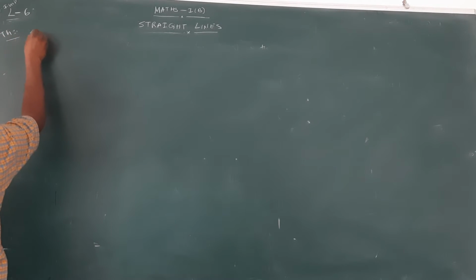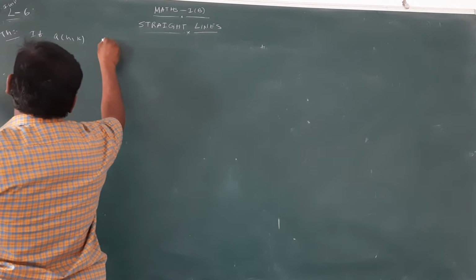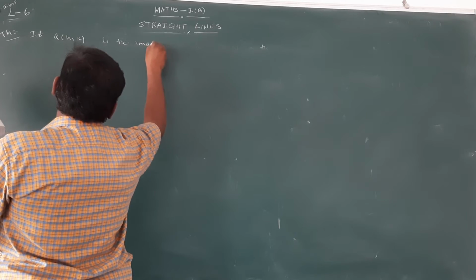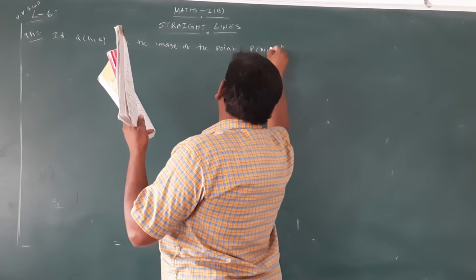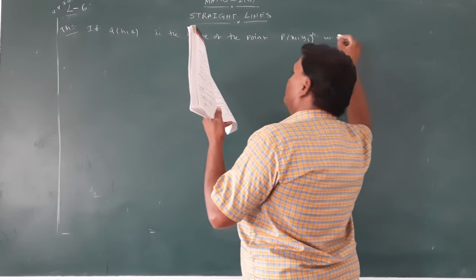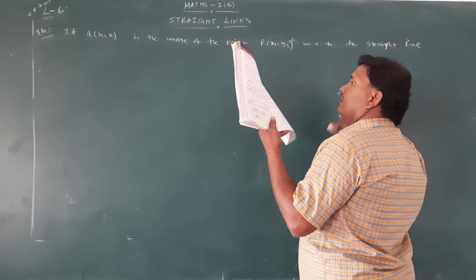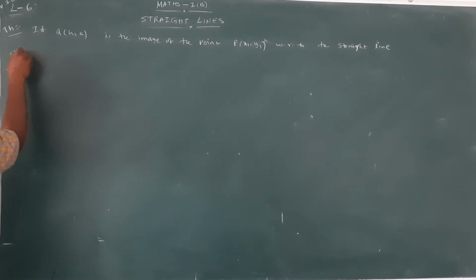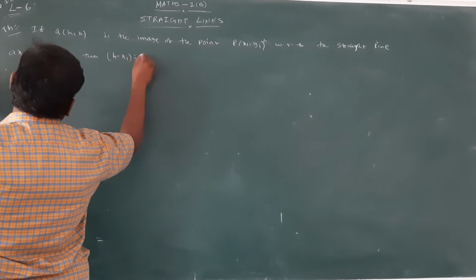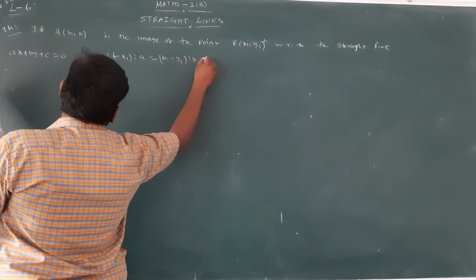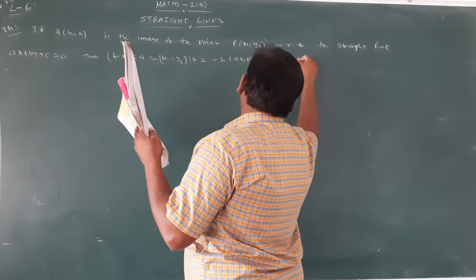Next theorem: if Q(h, k) is the image of the point P(x1, y1) with respect to the straight line ax + by + c = 0, then (h − x1)/a = (k − y1)/b = −2(ax1 + by1 + c)/(a² + b²).